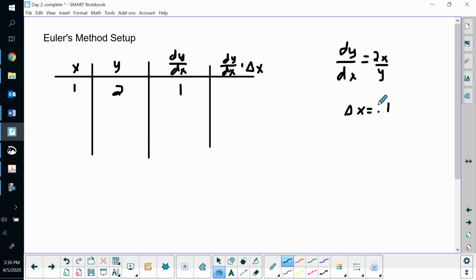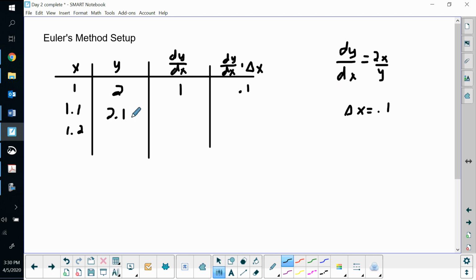So then we do that times the delta x, which would give us 0.1, and then that's what we add on to our new y value. So this is a bad example because the numbers are going to be the same. So this 0.1 here, we added on to the 2.1. Now this is always going to go by 0.1s because of our step that we have.